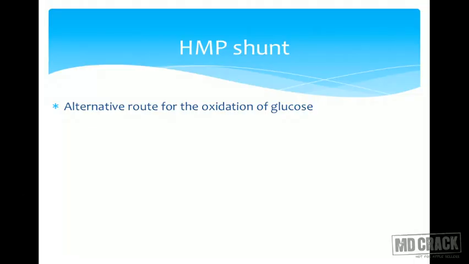Now, HMP shunt. What is it? It is an alternative route for oxidation of glucose. So again, is it a catabolic pathway? Yes, here also there is oxidation of glucose that is taking place. Hence, it is a catabolic pathway. Now, does it generate energy? Now, as I said, if you say catabolic, that means it has to give energy. But no, this does not generate ATP. The most important thing about HMP shunt, MCQ point of view, every point of view, HMP shunt does not generate ATP.